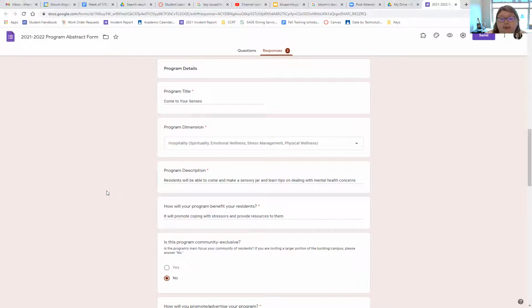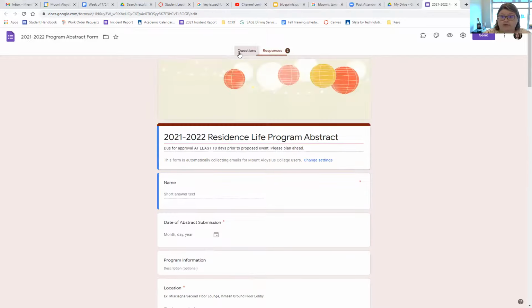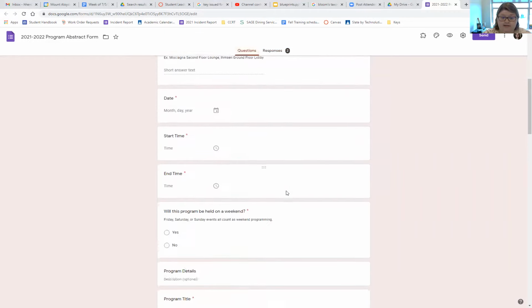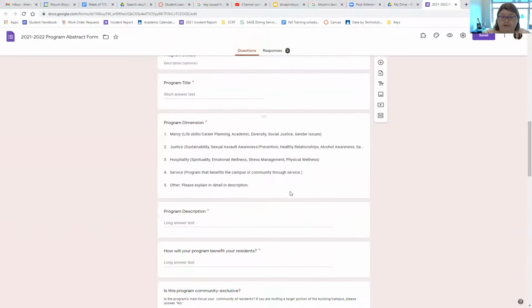And the dimension, which, to take a pause and explain that to you: the programming model that we follow does utilize the Mercy values that we have here on campus as an aspect for programming and what can influence the programming. So you'll see quickly, I'm going to go over to questions here, just so that you can reference this for your information.